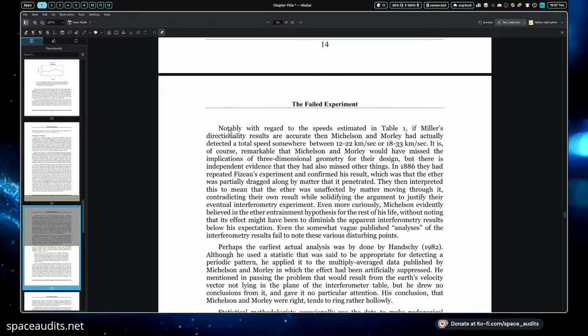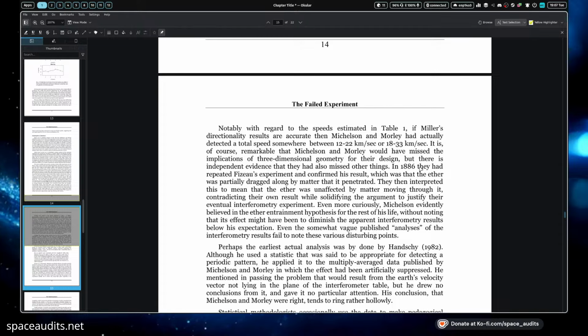Okay, so notably, with regard to the speeds estimated in Table 1, if Miller's directionality results were accurate, then Michelson and Morley had actually detected the total speed somewhere between 12 to 22 kilometers a second or 18 to 33 kilometers a second. It is, of course, remarkable that Michelson and Morley would have missed this implication of a three-dimensional geometry for their design, but there is independent evidence that they had also missed other things.